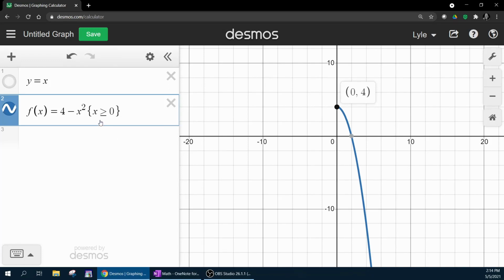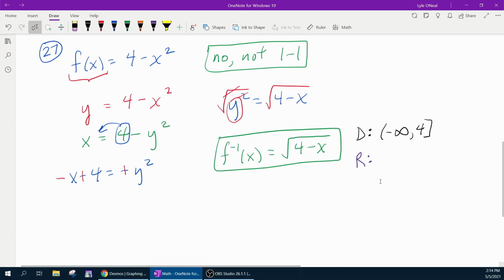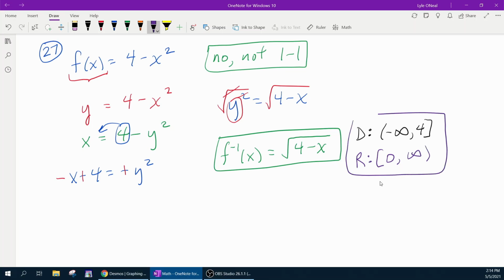And again, if we go back to Desmos, remember what we had to do? We had to restrict the domain so that this function was one-to-one. So the domain is everything from 0 to infinity. So that means the range of the inverse is going to be everything from 0 to infinity. So if you know the domain and the range of the original function, then you know the domain and range of the inverse function. And now we're going to use Desmos to verify everything that I just talked about.